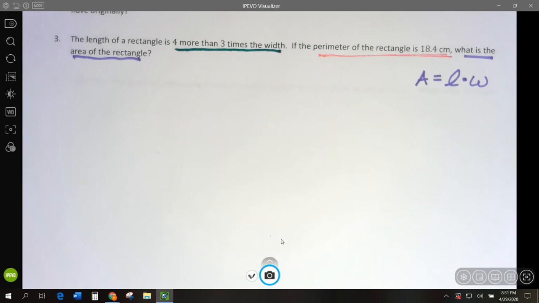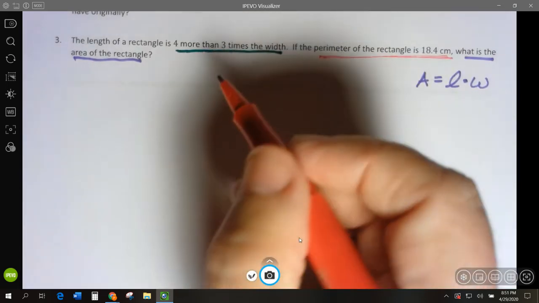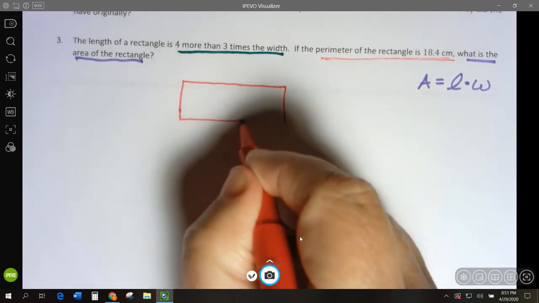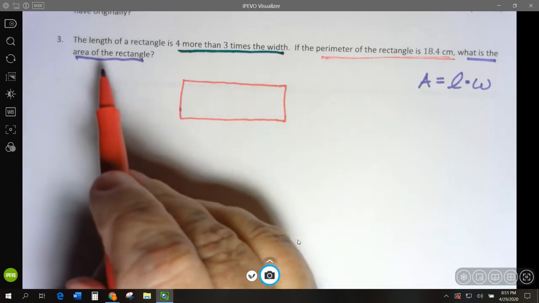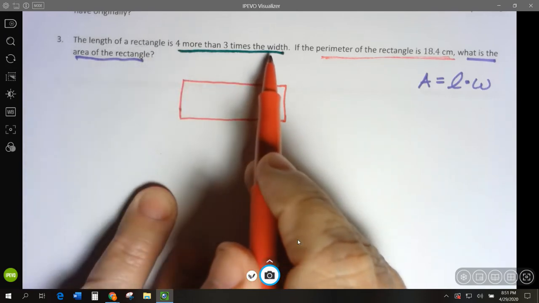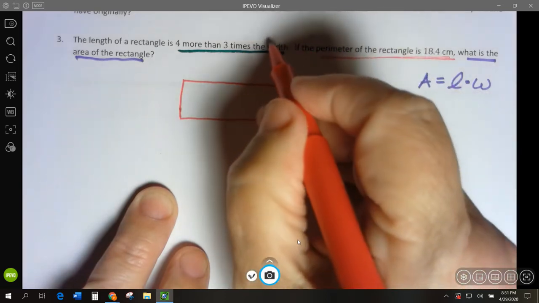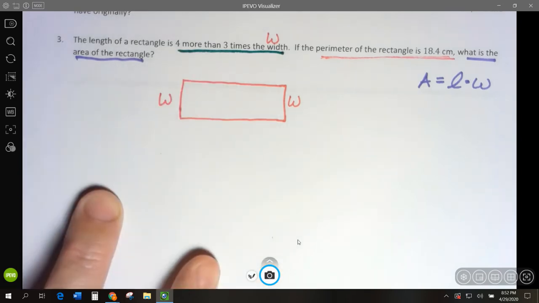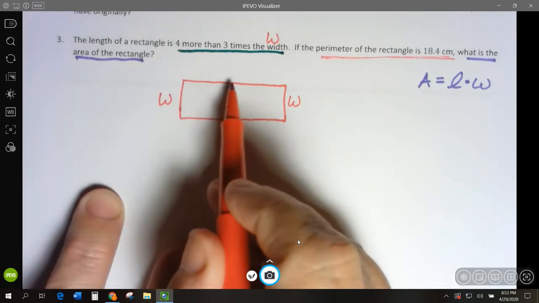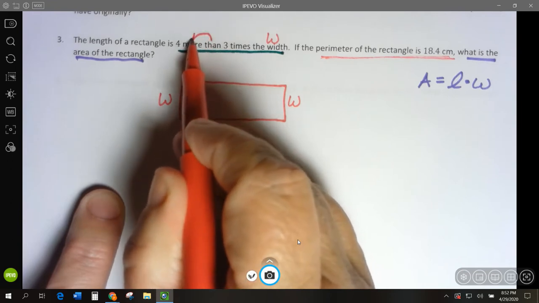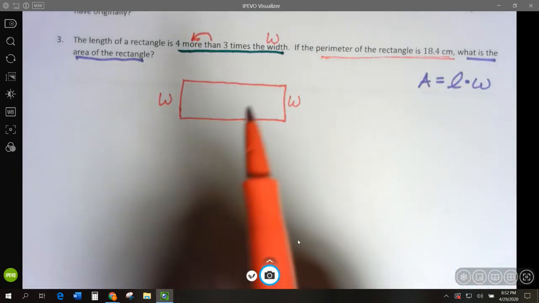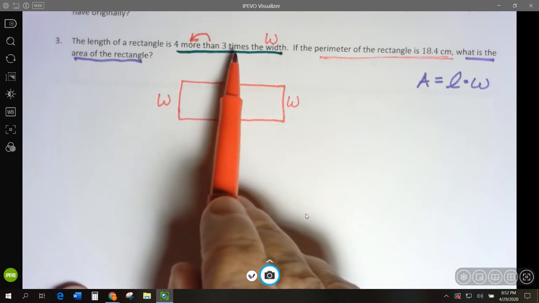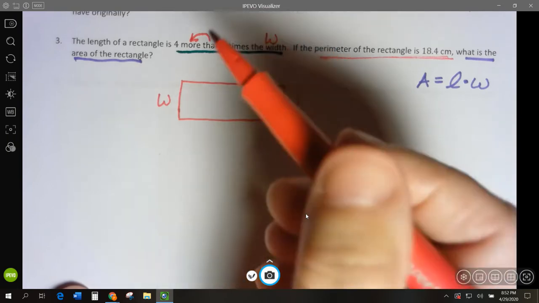Well, let's draw this out. So if I have a rectangle, right? And the length is 4 more than 3 times the width. Do I know the width? No. So we're going to use W actually for width. If this is the width, then the length is 4 more than. Remember, more than is a turnaround phrase, so everything's going to be flipped around. 3 times the width. How do I write 3 times the width? 3 times the width W, or 3 times W? 3W, right?